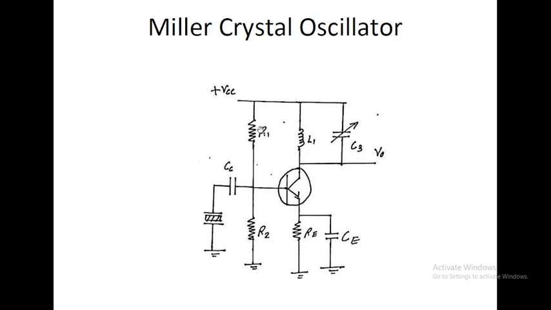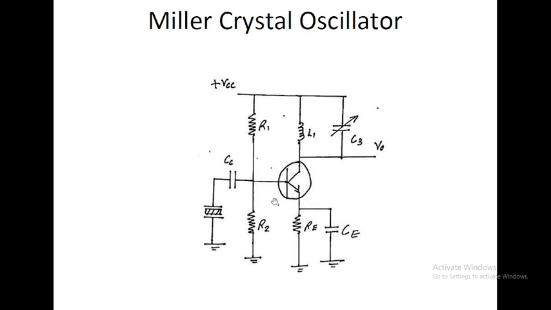The only modification is this: in the tank circuit of the Hartley oscillator, we have two inductors and one capacitor. Here one capacitor and one inductor will be present. Instead of the second inductor, we are using one quartz crystal. So this is the circuit of the Miller crystal oscillator. Cc is the coupling capacitor, R1, R2 are the biasing resistances, RE is the emitter resistance, and CE is the emitter bypass capacitor.